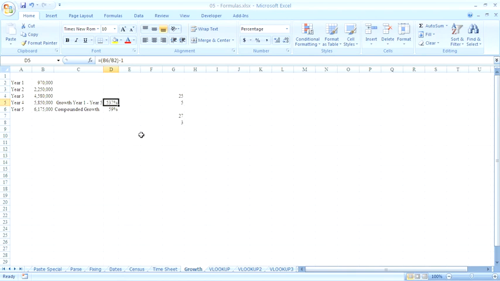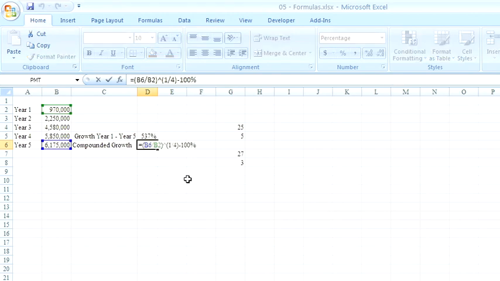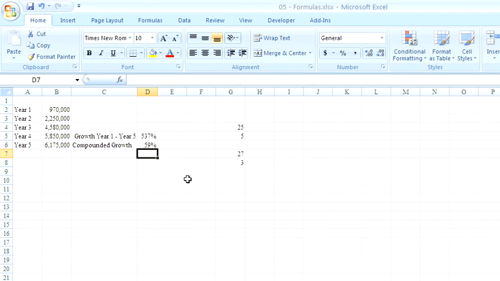In this particular case, from year 1 to year 2 is 1, year 2 to year 3, that's 2 years, year 3 to year 4 is 3 years, year 4 to year 5 is 4 years, so we need to take the fourth root. Take a look at this formula. We take the last year divided by the first year, and then raise to the 1/4 power, and then subtract 1, or 100%. That'll show us the compounded annual growth rate is 59%.